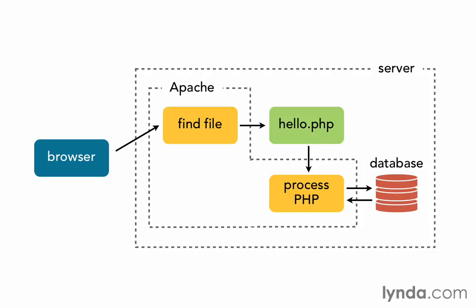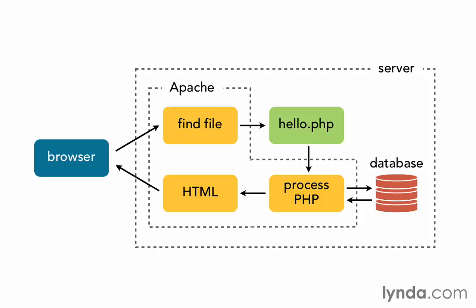But once it's done processing the PHP, there's one final step where it assembles the HTML that's going to be returned and then ships that back to the browser. And that's the response that the user sees. So it's very important that you see this cyclical process from the browser to the web server where it goes to the file system, processes the file, goes to the database as many times as it needs during that process, and then finally generates HTML that's sent back to the browser.